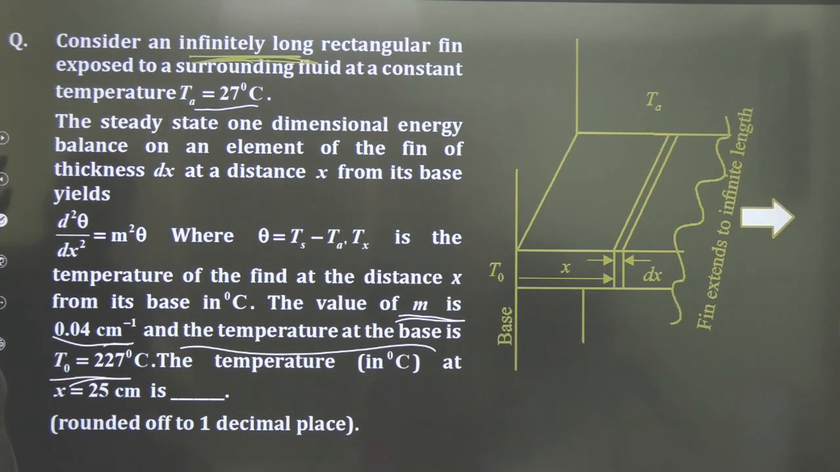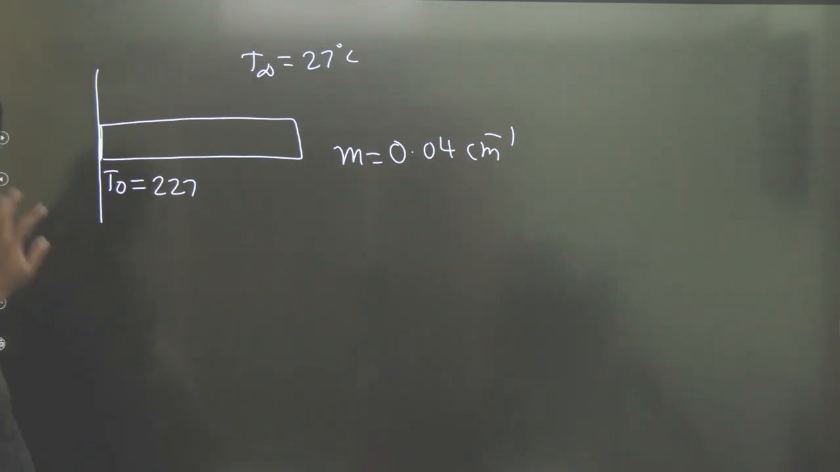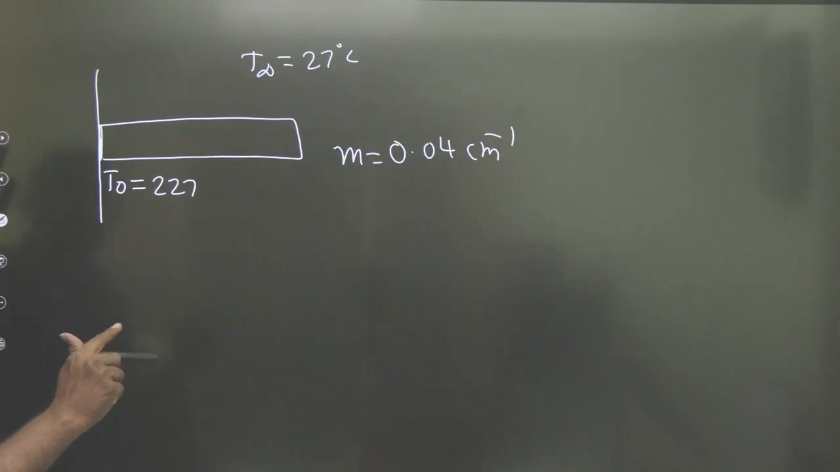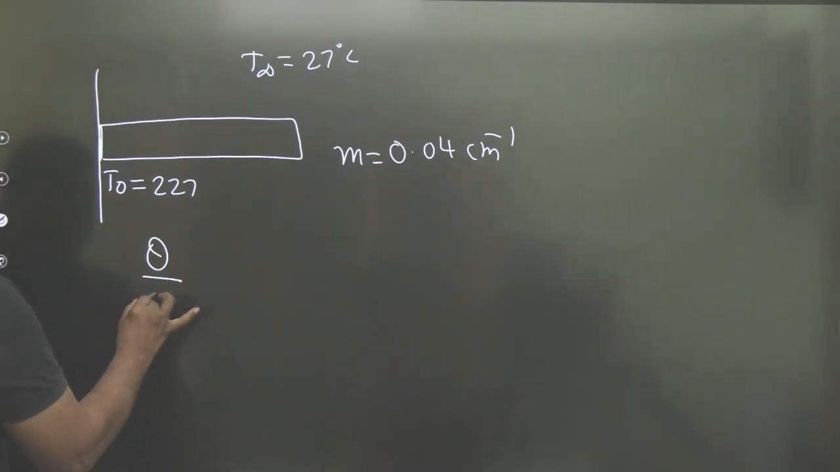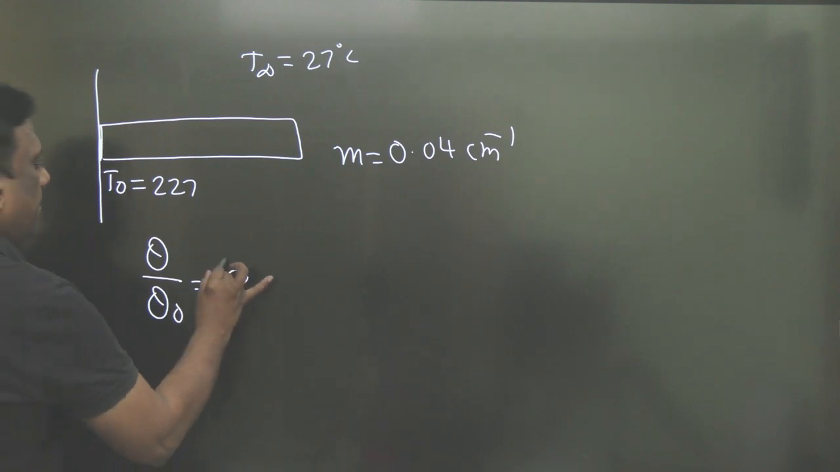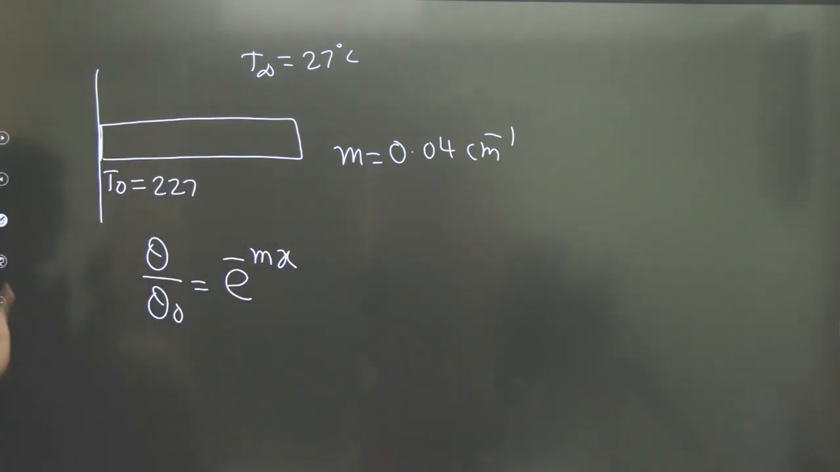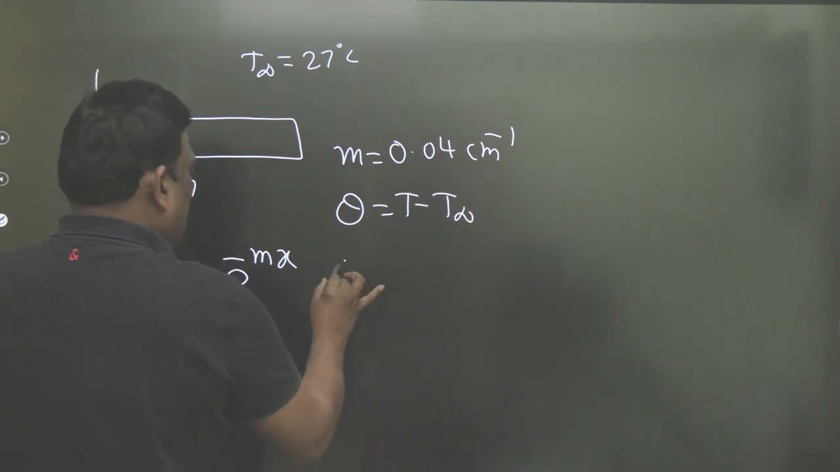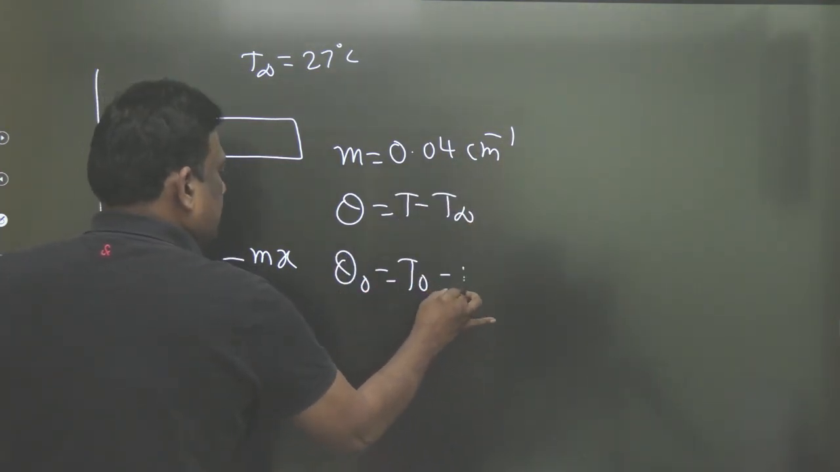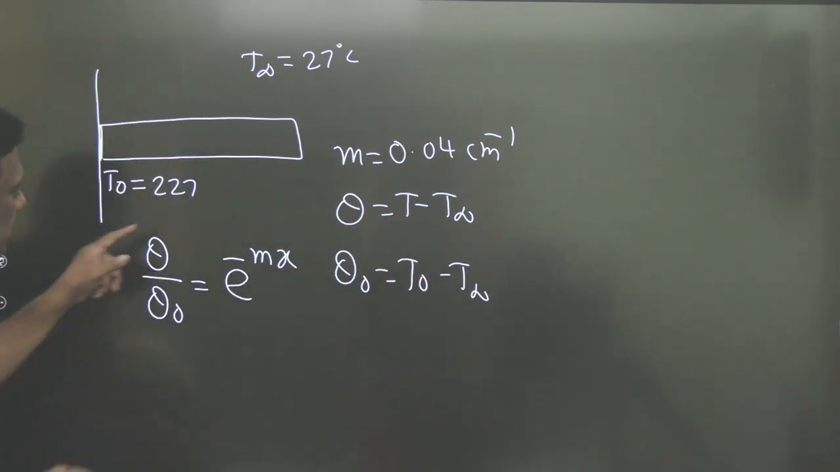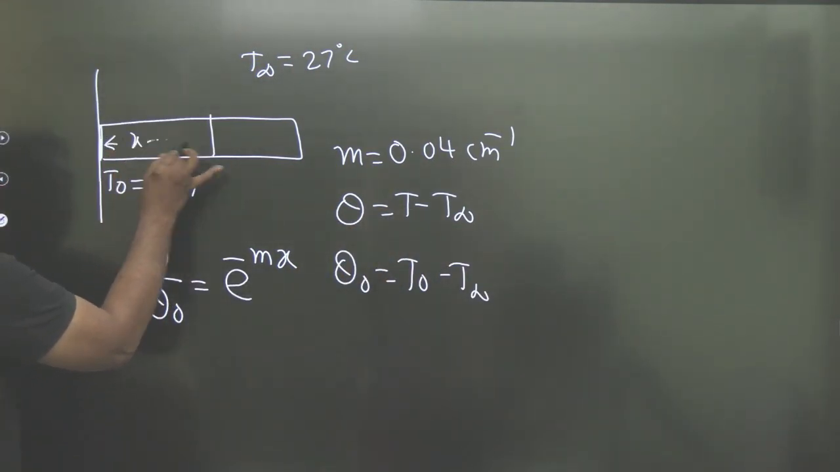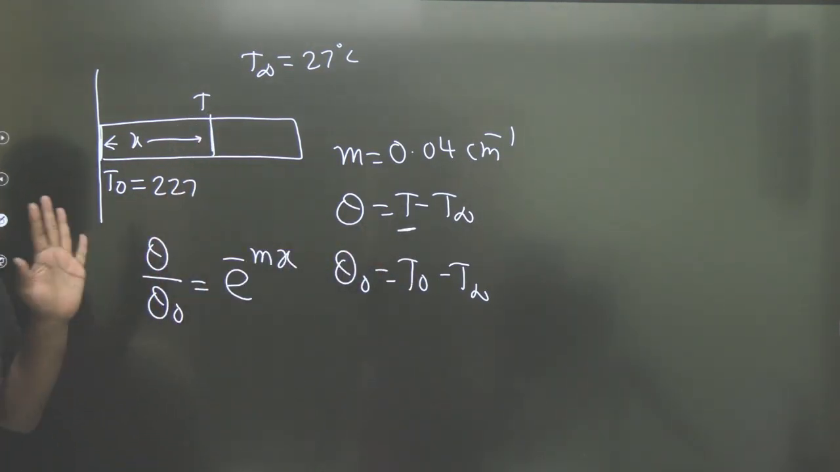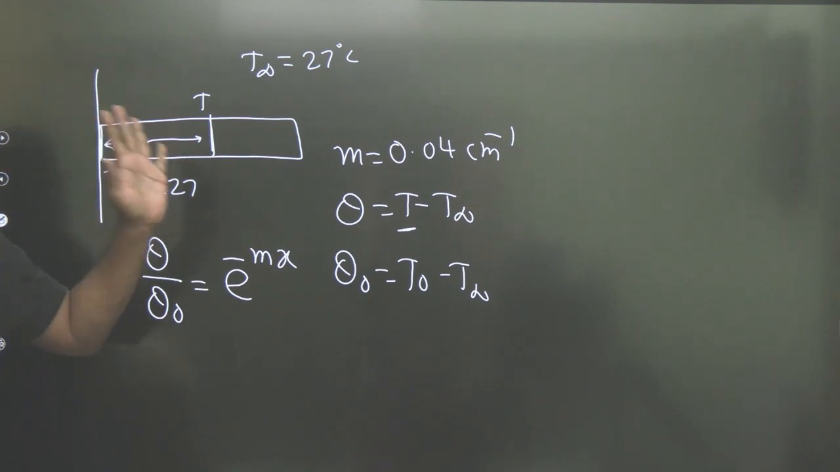Okay, no problem. And you know, my dear students, I have derived in my regular class for an infinitely long fin, theta by theta naught is equal to e power minus m x. I gave this equation. What is theta? It is T minus T ambient. What is theta naught? T naught minus T ambient. What is T? It is the temperature at any distance x. This was the equation derived by me for an infinitely long fin.